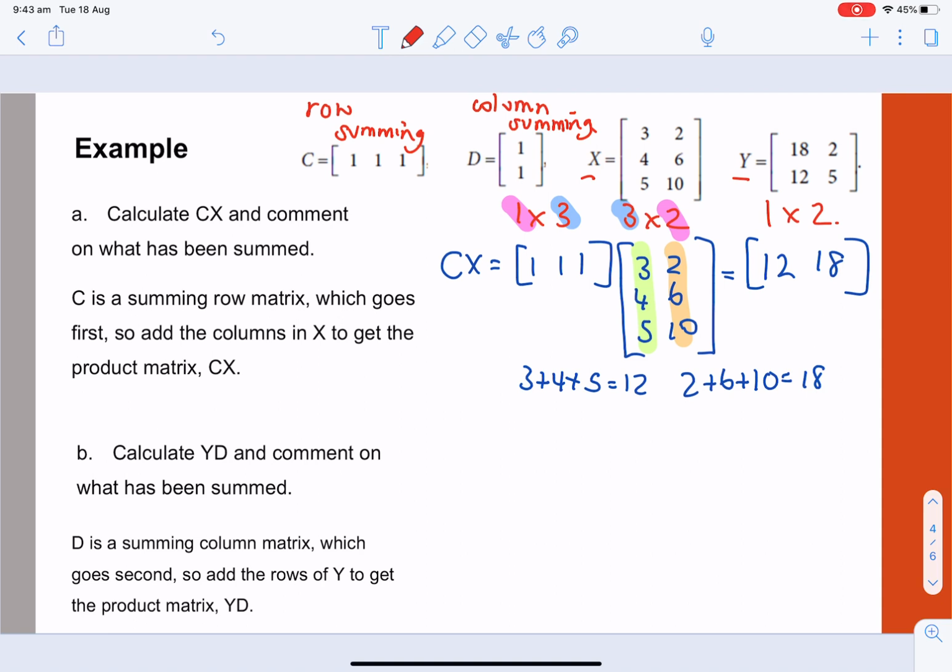Now, C is the summing row matrix, which goes first. So add the columns in X to get the product matrix CX. So what's been summed here? What's been summed here are columns in X. So 3, 4, 5 have been summed, and 2, 6, and 10.